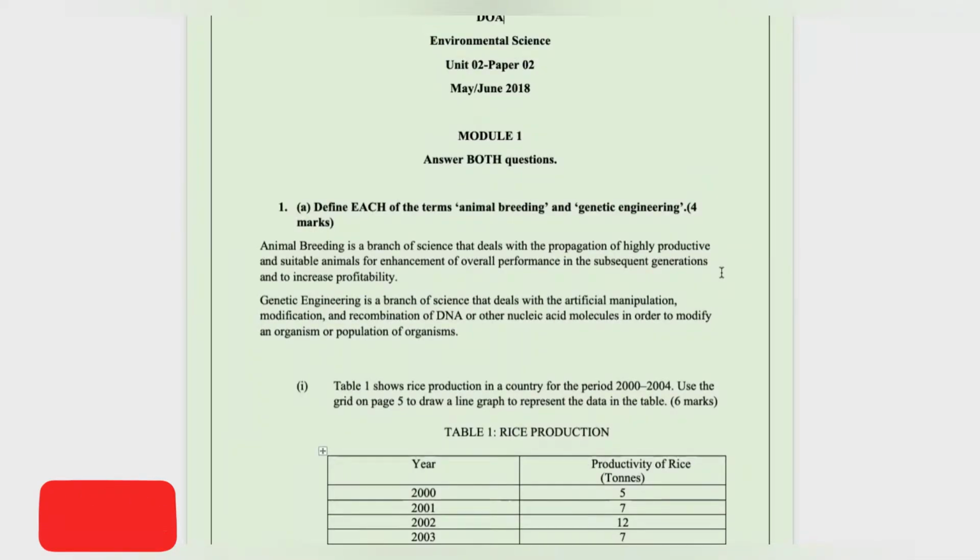Question 1 reads, define each of the terms animal breeding and genetic engineering. Animal breeding is a branch of science that deals with the propagation of highly productive and suitable animals for the enhancement of the overall performance in the subsequent generation and to increase profitability. Genetic engineering, on the other hand, is a branch of science that deals with the artificial manipulation, modification, and recombination of DNA or other nucleic acid molecules in order to modify an organism or population of organisms.